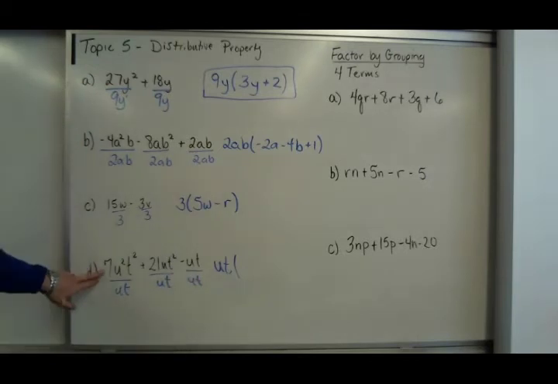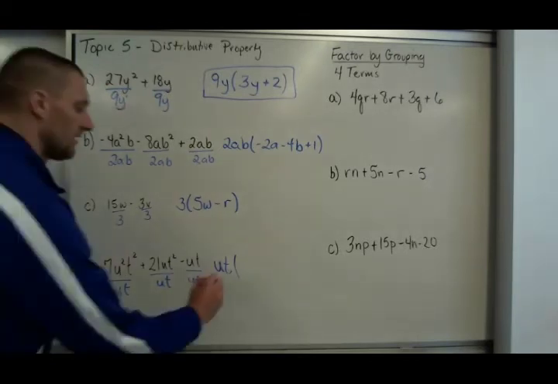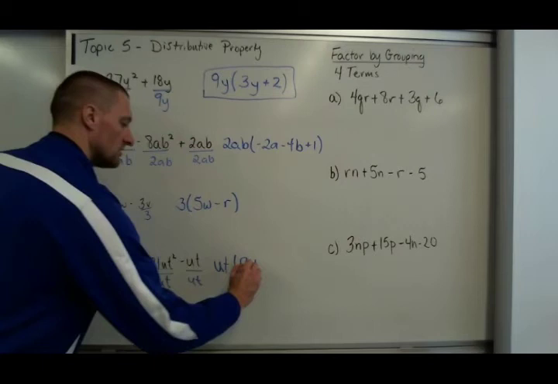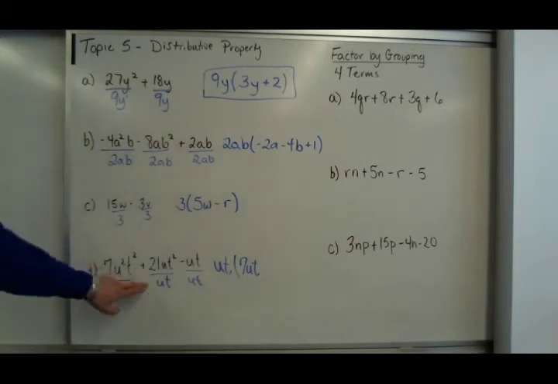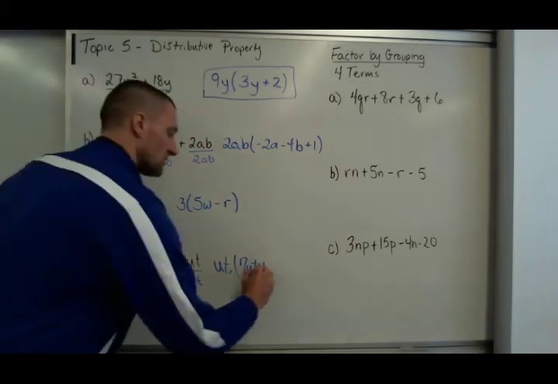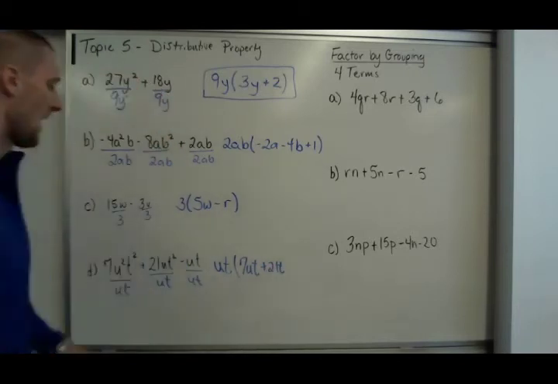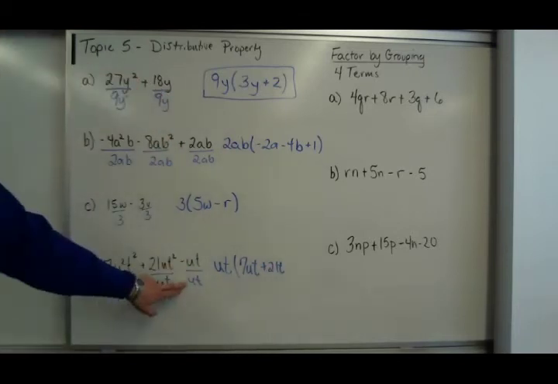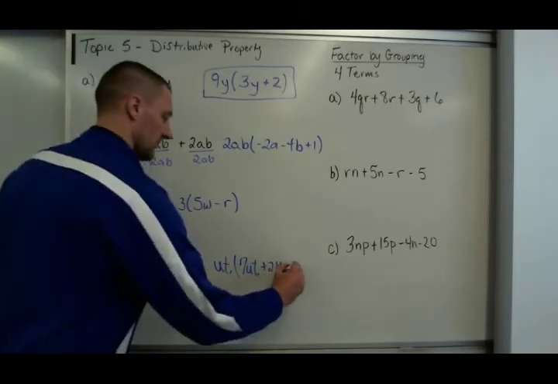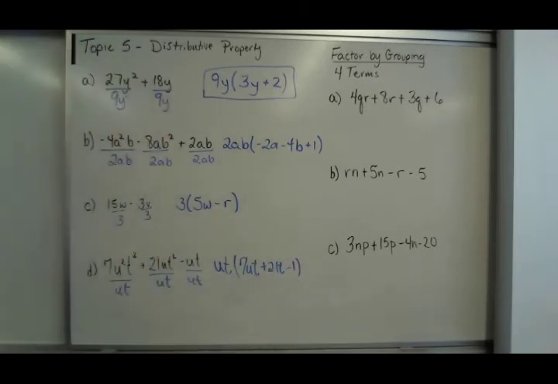And then I'm going to have a 7, a U, and a T left here. So 7, U, T. In this one, I'm going to have a 21. My U's are gone, but I still do have a T. So it's plus 21T. And then here I've got UT divided by UT, which is 1. And you do have that negative, so you've got a minus 1. And that is your final answer for that one.